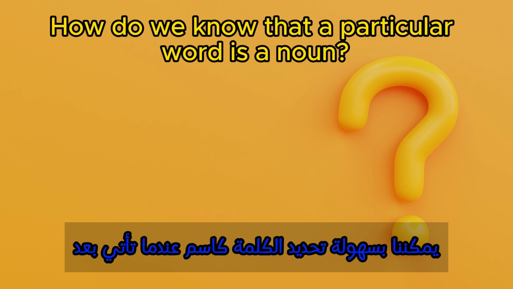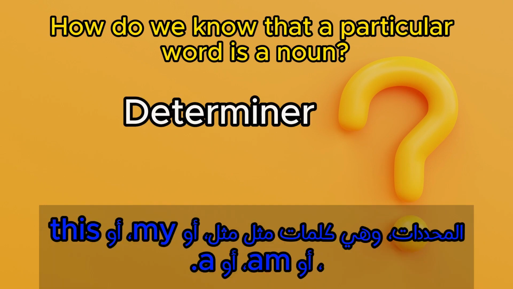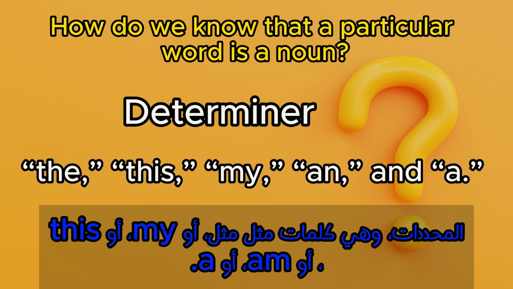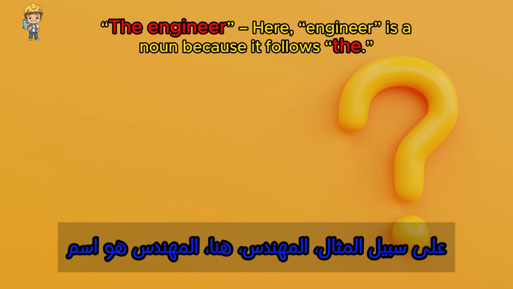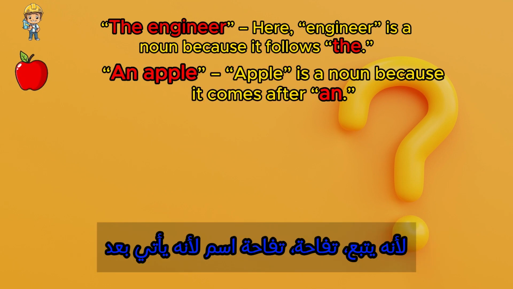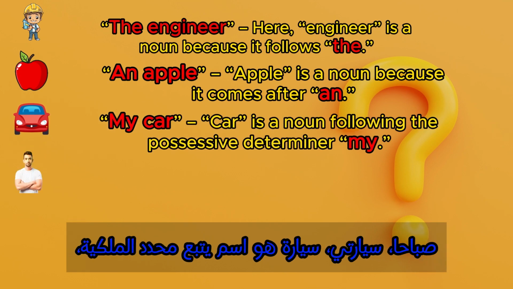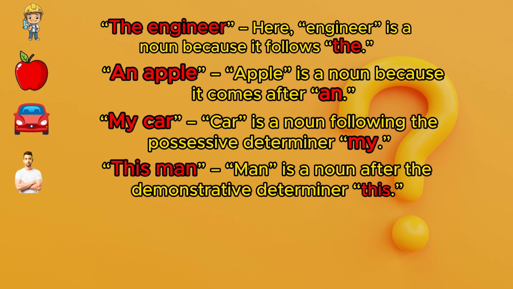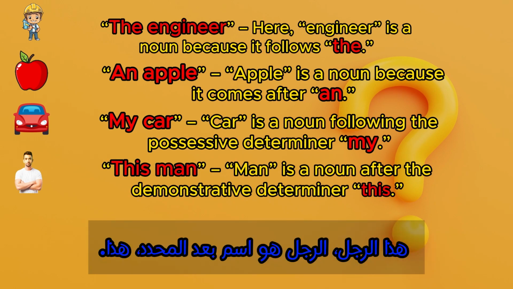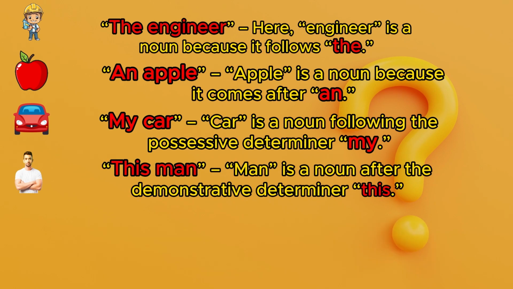We can easily identify a word as a noun when it comes after determiners, which are words like such, my, this, the, an, or a. For example, the engineer. Here, engineer is a noun because it follows the. An apple. Apple is a noun because it comes after an. My car. Car is a noun following the possessive determiner my. This man. Man is a noun after the demonstrative determiner this.